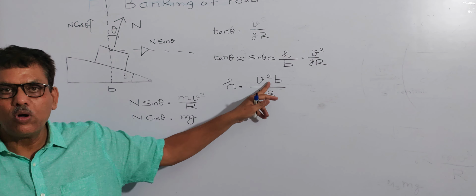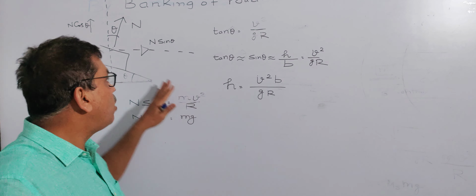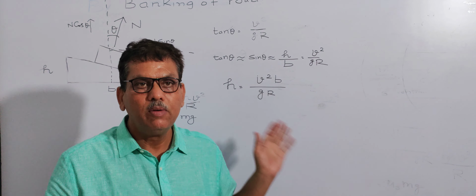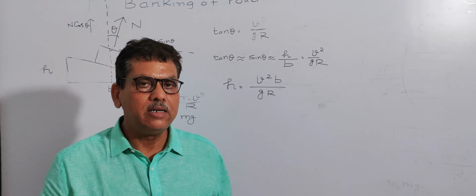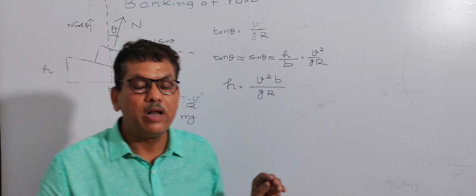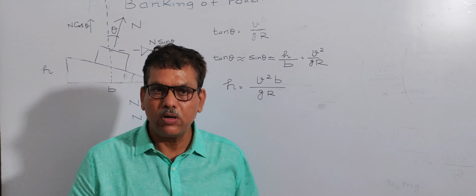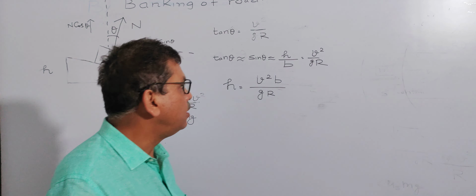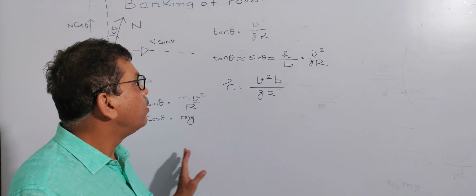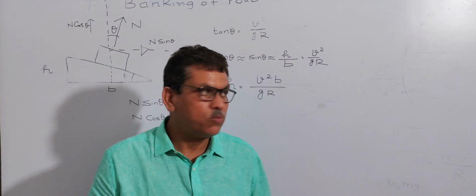As v is more, the more banking is done, and the angle of banking is more. With banking, we reduce the frictional force acting on the moving vehicle. The frictional force is reduced to a large extent once we bank the road. So a heavy vehicle can negotiate the circular track very easily, and with maximum speed. So this is all about banking. Then we'll see the conical pendulum, and then motion in a vertical circle.